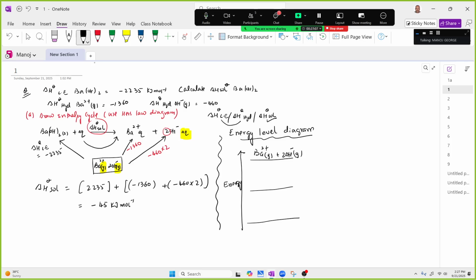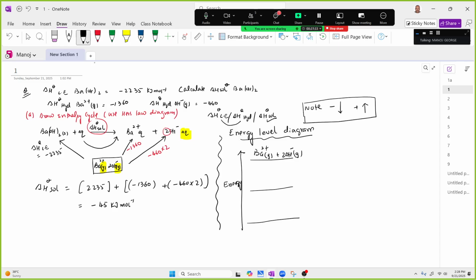Now, your lattice, your solution is also given and hydration is also given. Now look at your solution. Your solution is minus 45. If your solution is minus 45, remember if it is minus, arrow goes down. If it is plus, arrow goes up. Correct? You remember this?